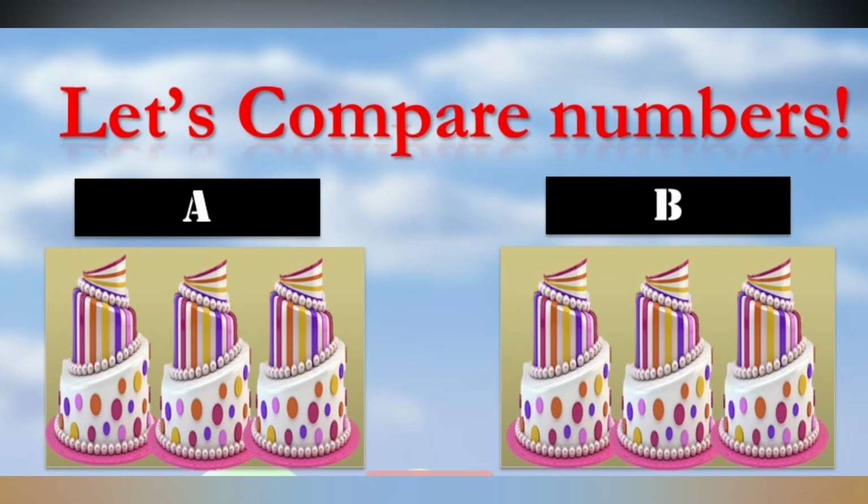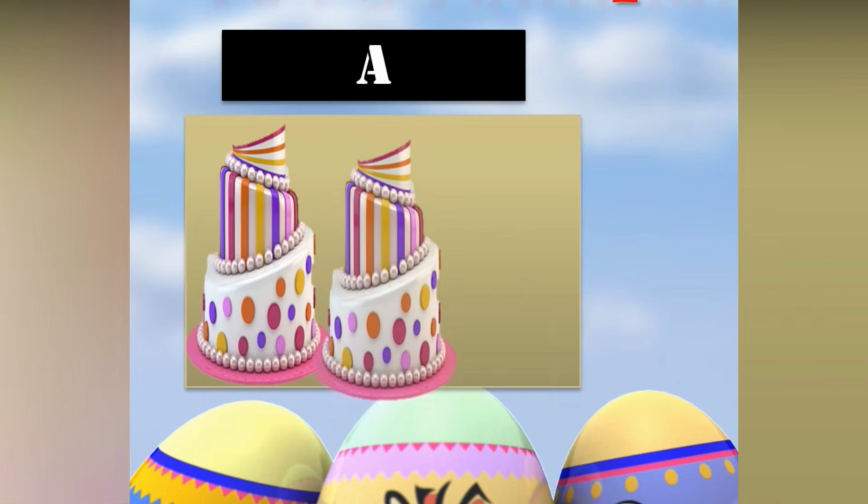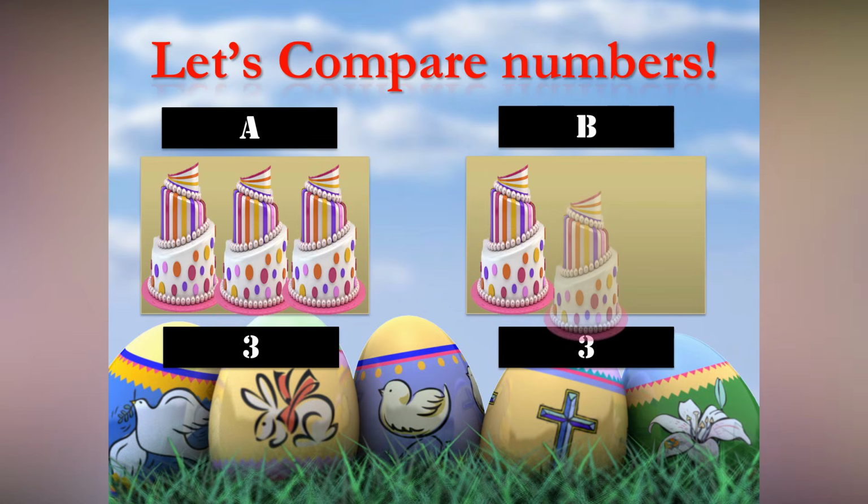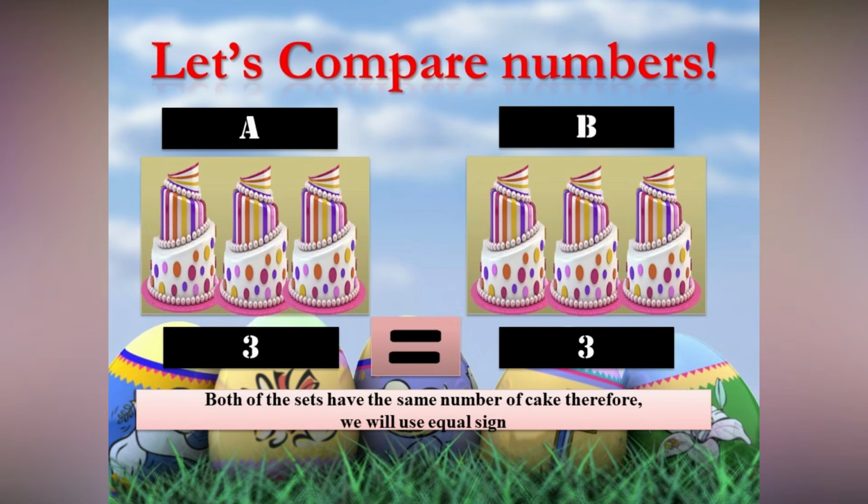How about this example? Let's count the cake in set A. 1, 2, 3. Then let's count the cake in set B. 1, 2, 3. In this example, both of the sets have the same number of cake. Therefore, we will use equal sign.